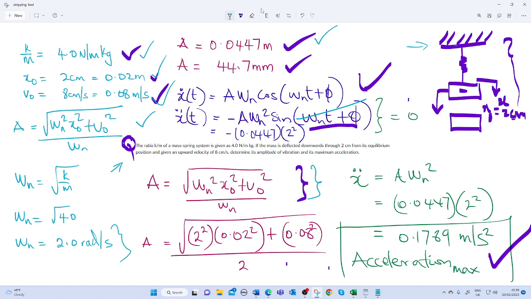So therefore, by slotting the values, we have our maximum acceleration, which is s double dot, to be 0.0447 multiplied by 2 squared, which gives us 0.1789 meters per second squared.